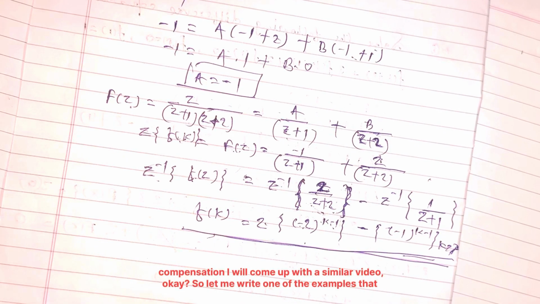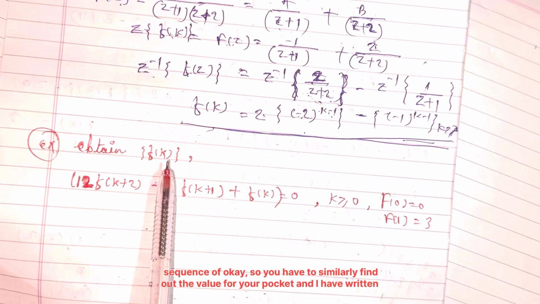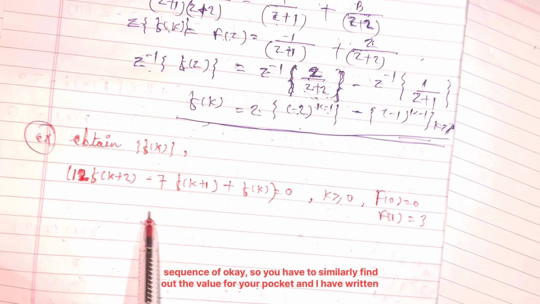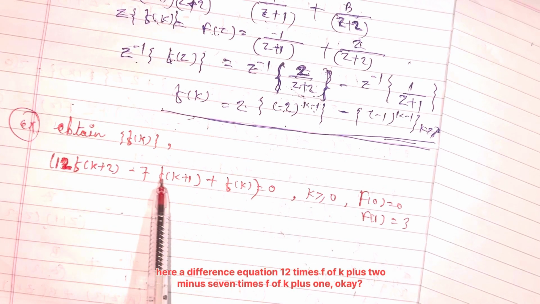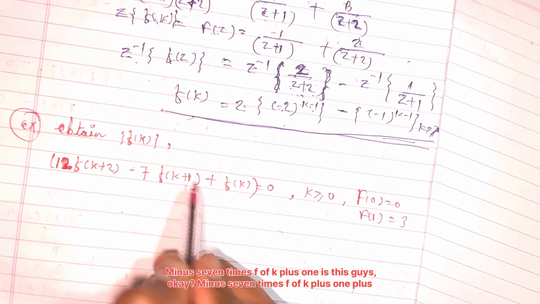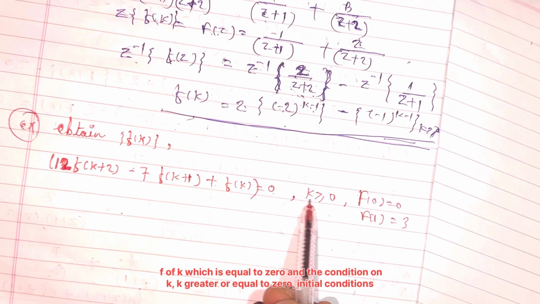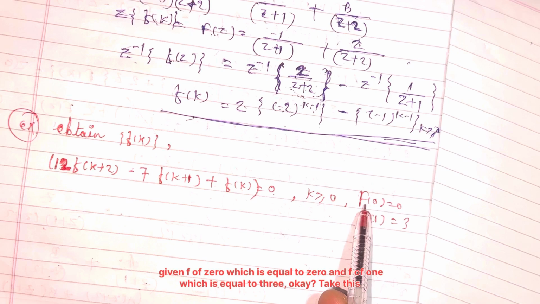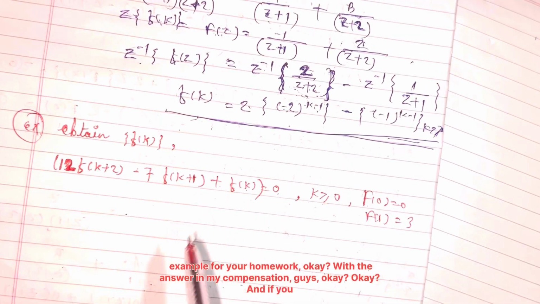Let me write one example for your homework. Take this example for your homework: obtain the sequence f of k. You have to similarly find the value of f of k. I have written the difference equation here: 12 times f of k plus 2 minus 7 times f of k plus 1 plus f of k, which is equal to 0, with the condition k greater than or equal to 0. Initial conditions given: f of 0 is equal to 0 and f of 1 is equal to 3. Take this example for your homework.